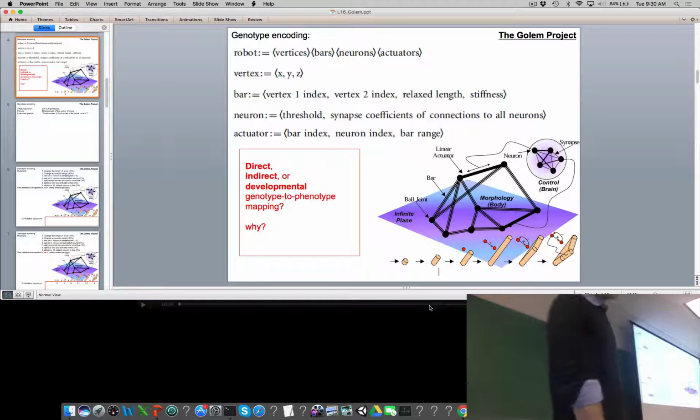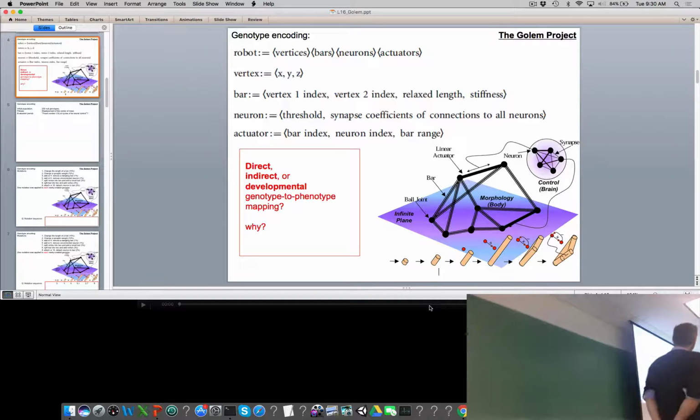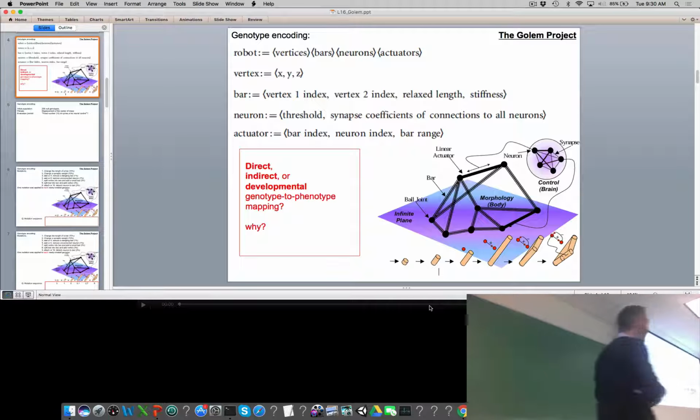Okay. Let's have a look at how these robots were evolved first. This shows the genotype, and you can ignore this question here. I had to cut out some material from the lecture. We didn't cover developmental mapping, so just ignore this for now. What does the genotype look like in your project? Your genotype is a 4x8 matrix because you're just evolving the brain of your robot. If we want to evolve the body and the brain, we're going to have to make the genotype a little more complex. The genotype is organized as a set of nested lists. The main list called robot is a list that is made up of four lists: vertices, bars, neurons, and actuators.